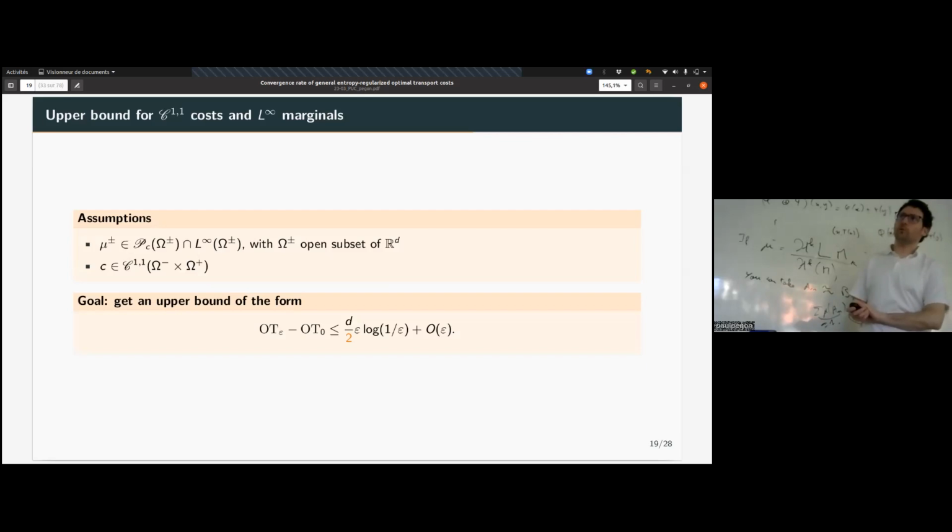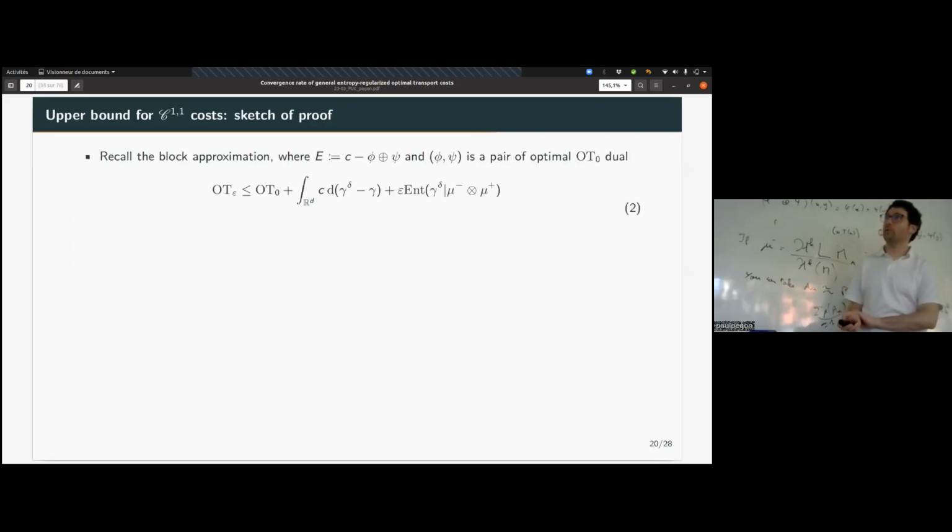So here we also have some assumptions on plus and minus, because before they were just general measures, now they are infinity, and you can get these improvements. Okay. Just to say a few words about this, you get this. You start in the same way by the block approximation, and what you want to do is improve this term, and you can rewrite it in this way.